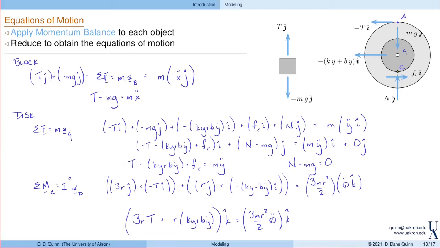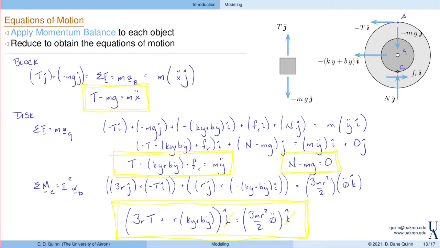So look what I have here. I've got 4 equations. I've got this one. I've got this one. I've got the component in the j direction. And then finally, I've got this, which I will take the component in the k direction, right, which essentially just gives me this left-hand side equals the right-hand side. And these are my 4 equations from momentum balance.